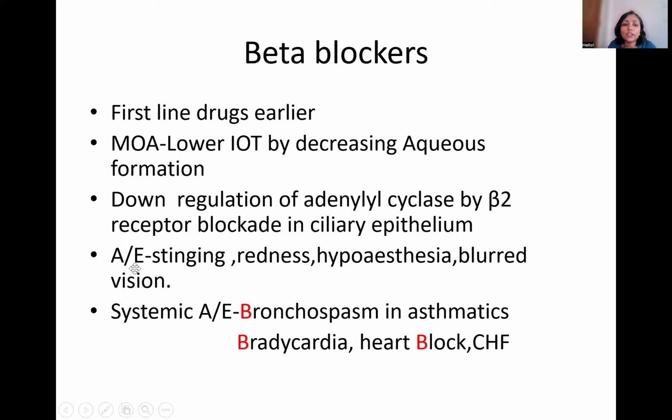Now, what are the adverse effects? Locally they will cause stinging, redness, hypoesthesia, and blurred vision. Okay, so all the local symptoms will be there: stinging, redness, hypoesthesia, and blurred vision.